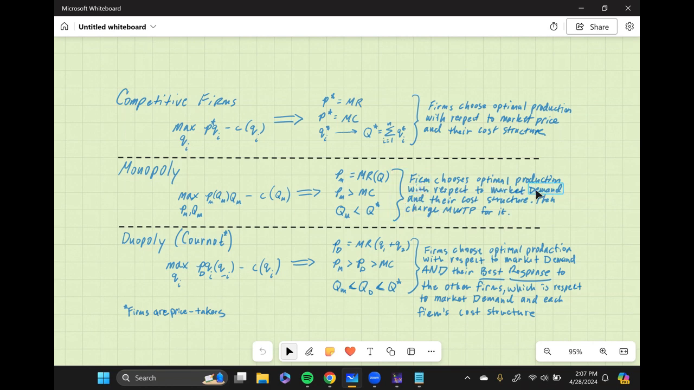So the firm chooses optimal production with respect to market demand and their cost structure. And then to come back to the second choice variable, the price, then they just charge what consumers are willing to pay. So the monopolist finds a profit maximizing quantity for themselves and then asks themselves what are people willing to pay for that level of production, and then the monopolist charges them their maximum willingness to pay, which is going to be a pretty straightforward thing to do in just a moment.